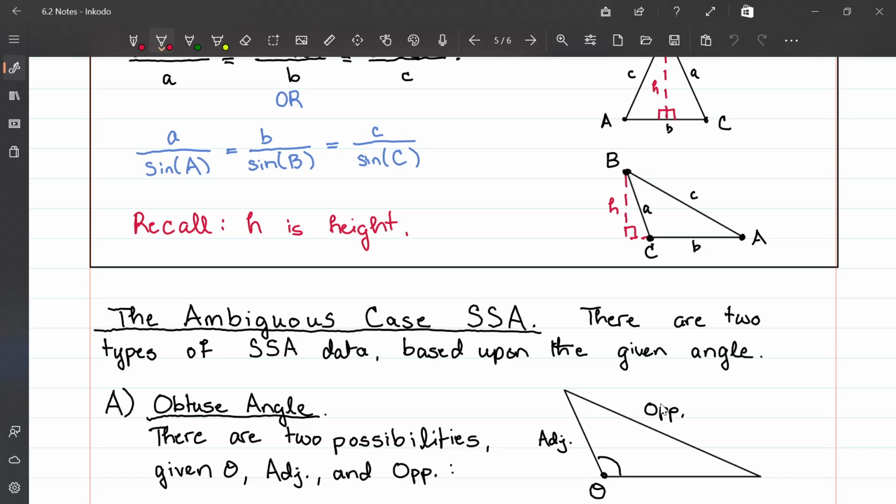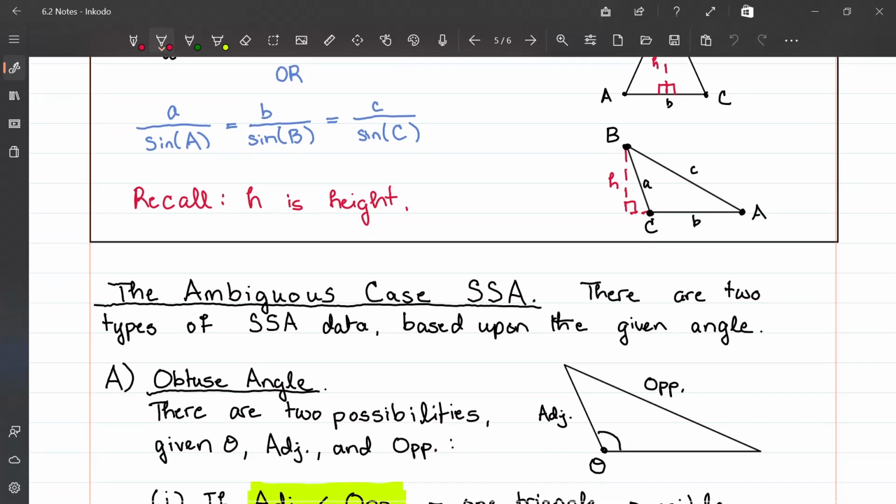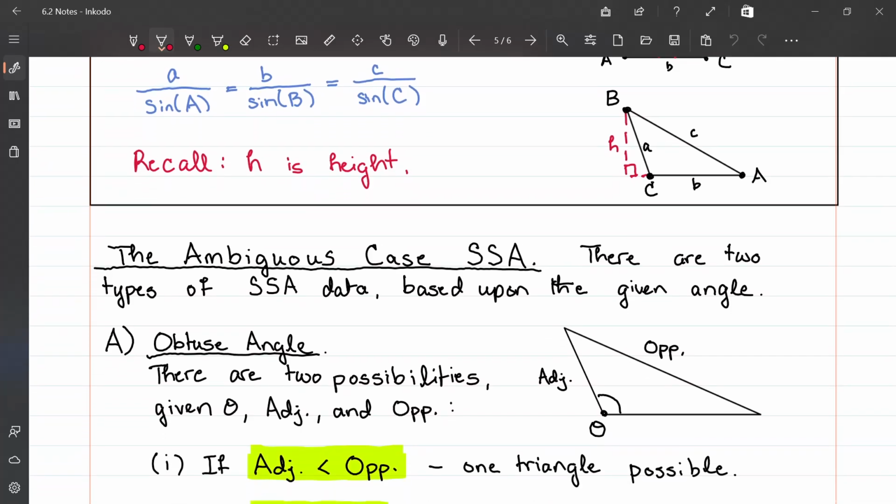In any case, here are the two possibilities if I am given SSA data and the given angle theta is obtuse. First of all, if I measure the sides opposite and adjacent to the angle, and I find out the adjacent side is shorter than the side opposite, then it is possible to find a triangle that will support the data we were given. In other words, the data we were given does belong to a triangle, and we can move forward with solving using the law of sines.